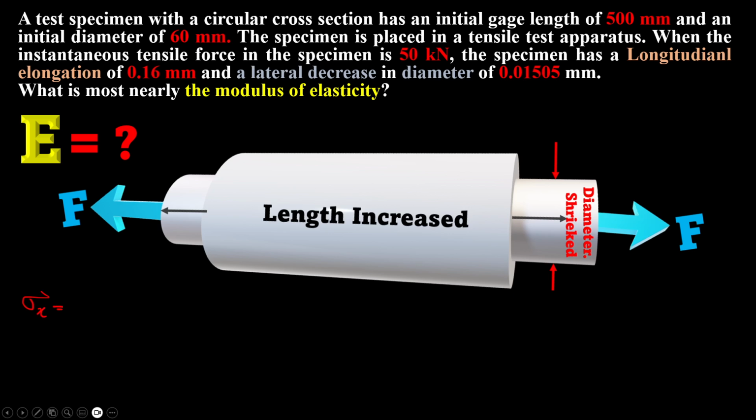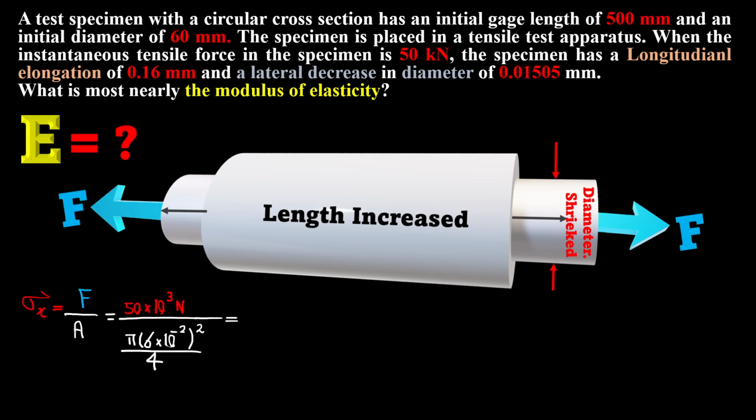To start such a problem, first of all, calculate the stress in the direction of the force. So tensile stress sigma sub x is equal to force over the initial area of the specimen, and the force is 50 kilonewtons. That's 50 times 10 cubed newtons over pi times 60 millimeters squared over 4, which is 6 centimeters squared over 4. And if you do the math, it gives you a stress in x of 17.68 megapascals.